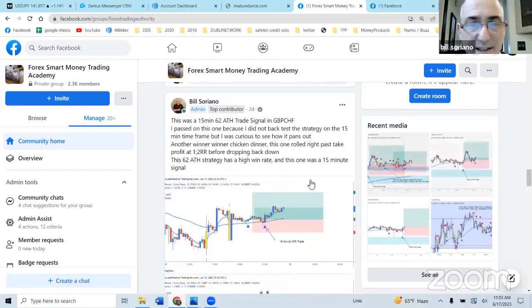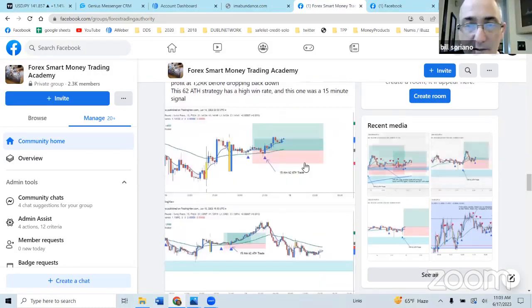So this was a 62 trade in GBP CHF. I didn't take this one because it was on the 15-minute time frame, and I haven't tested that out thoroughly enough. I did my back testing on the 1-hour time frame, so I didn't take this trade.